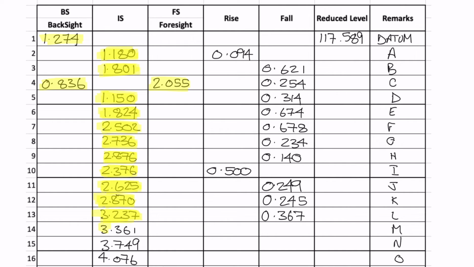Next two readings, work out the difference. Second reading is larger than the preceding reading, therefore the difference goes in the fall column. Next two readings, work out the difference. The second of the two readings is larger than the preceding reading, therefore this difference again goes into the fall column.